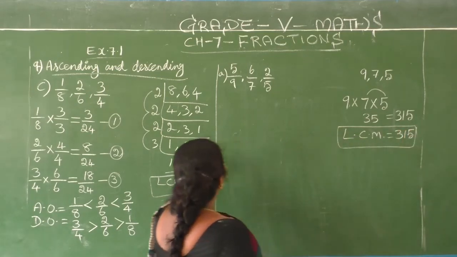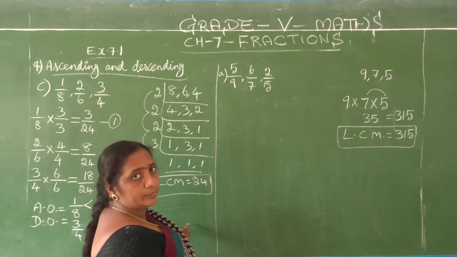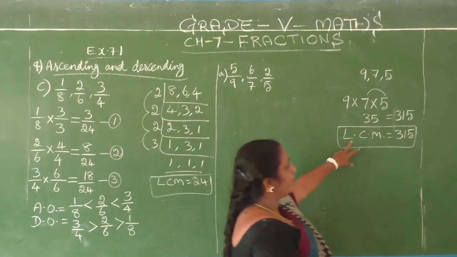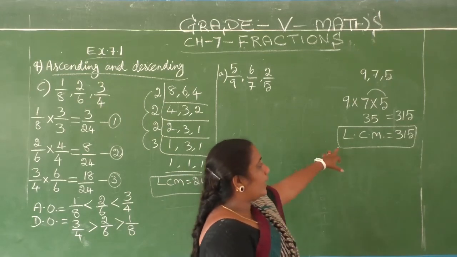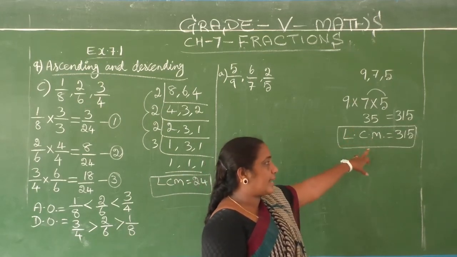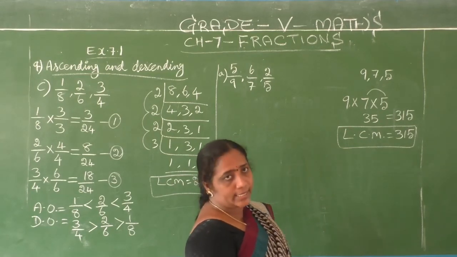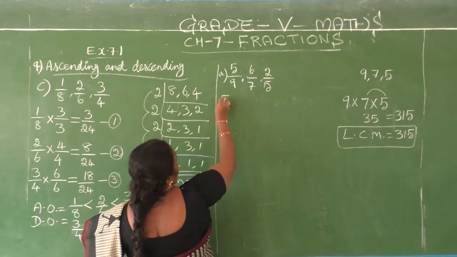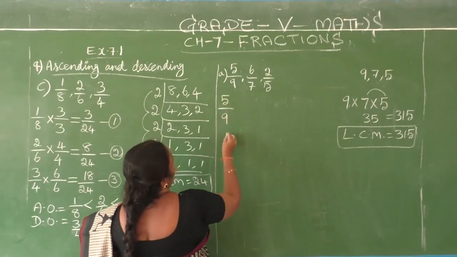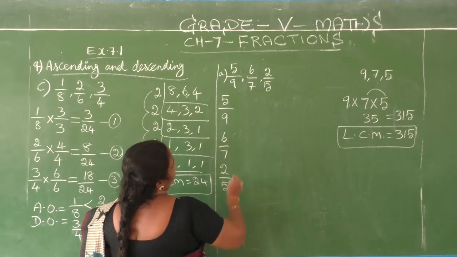Otherwise, you can work out the LCM like this method also, but the answer will also come 315 only. I know the tables, so that is why I multiply the numbers directly and find out the LCM. But you work out the LCM also on the side. Okay? Then I want to make all these fractions into equivalent fractions: 5 by 9, 6 by 7, 2 by 5.